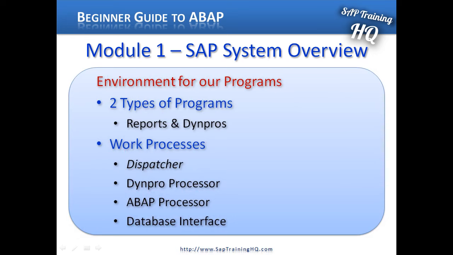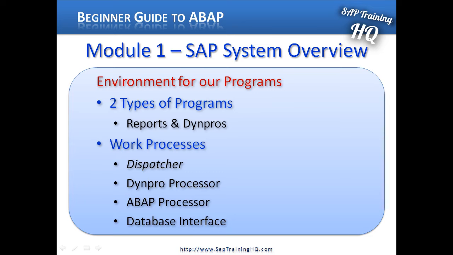Within an SAP system, or at least what we're looking at, we have 2 types of programs. We have reports and we have dynpros. Now reports is pretty obvious. Reports are just what it says on the tin. Reports are just programs that generate lists of data. Or maybe they've got a little bit of interactivity in them. But basically, they supply data to the front-end interfaces, the SAP GUI and so on.